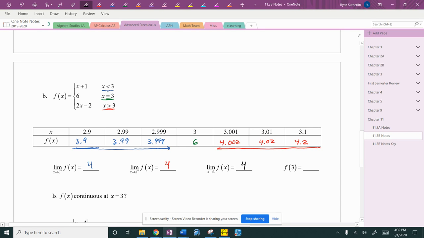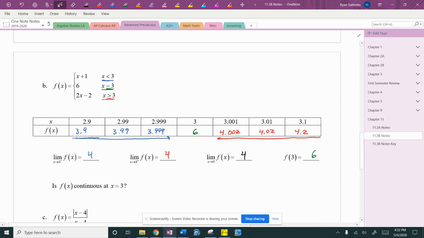But f of 3 is 6. So what does that tell us about the continuity of this function? It is not continuous. And it's not continuous because the limit as x approaches 3 of f of x does not equal f of 3.